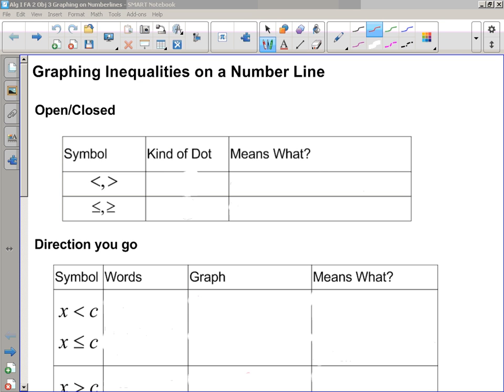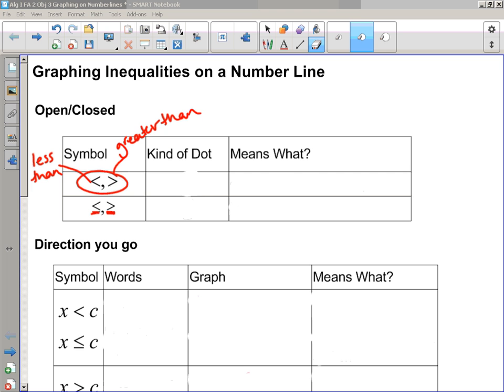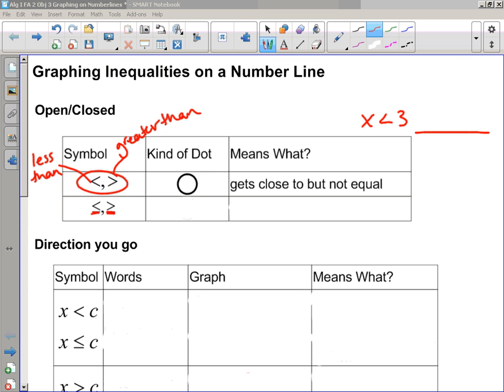In this table here, if you look at my two symbols, this one says less than, and this one says greater than. Notice they don't have the little bar underneath it. If it does not have that bar, then the kind of dot that you put on the number line is an open circle. Because what these two symbols mean, less than or greater than, is that the graph gets close to that number, but not equal to. So for example, if I had x is less than 3, that means on the number line at 3, I would have an open circle.